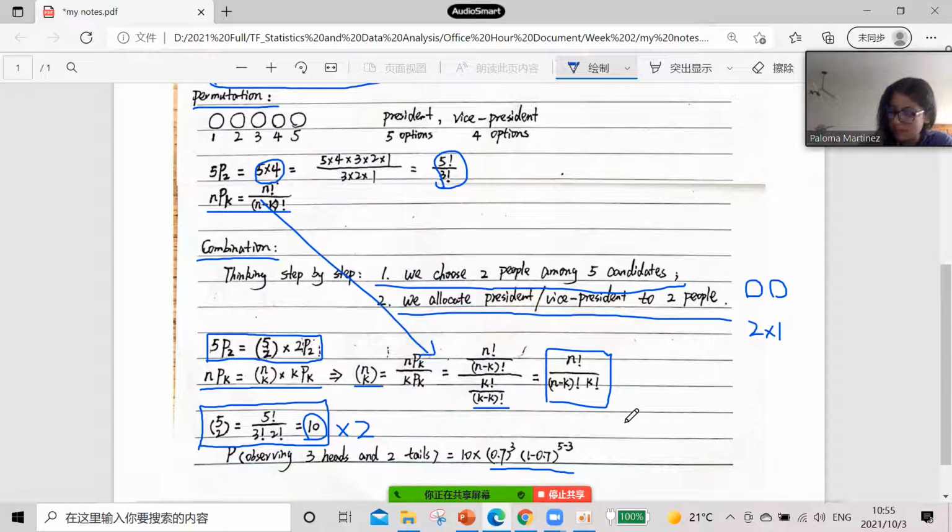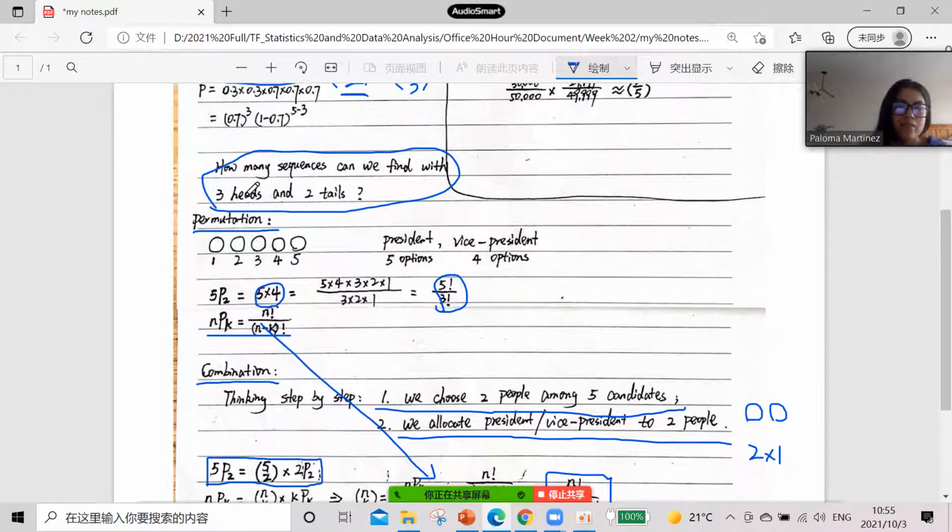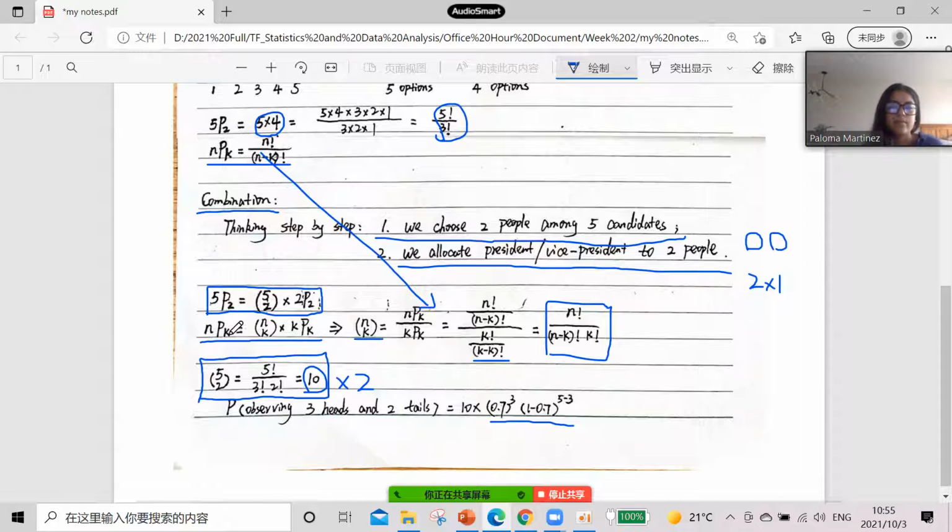A K is not how many choices you have, like your result is how many choices you have. K is how many times you want to observe a specific result. For example, here, my K is tails. My K is 2 tails. I want to get 2 tails. Or in other words, I want to get 3 heads. So here, K can be either 2 or 3, and the results would be exactly the same.